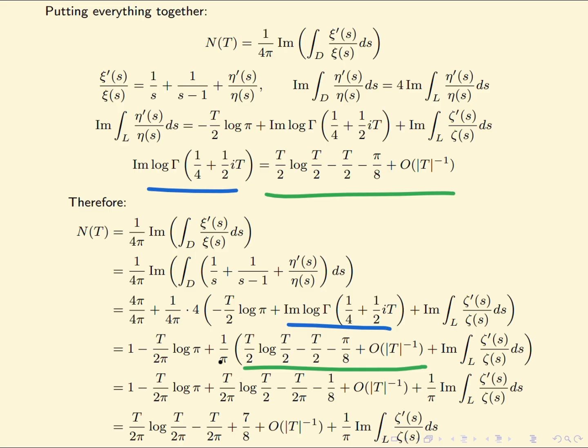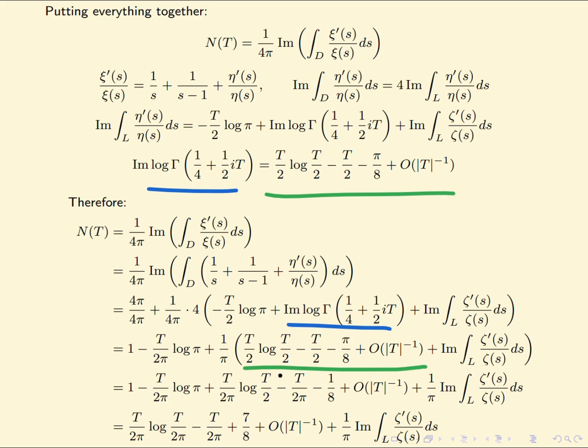So t over 2 pi, so that becomes t over 2 pi, log of t over 2. And this t over 2 just becomes t over 2 pi because I'm dividing by pi here. And the negative pi over 8 becomes negative 1/8. And then this thing is still O of t to the minus 1 because dividing by pi doesn't do anything. And then this thing I just multiply by 1 over pi to get this.